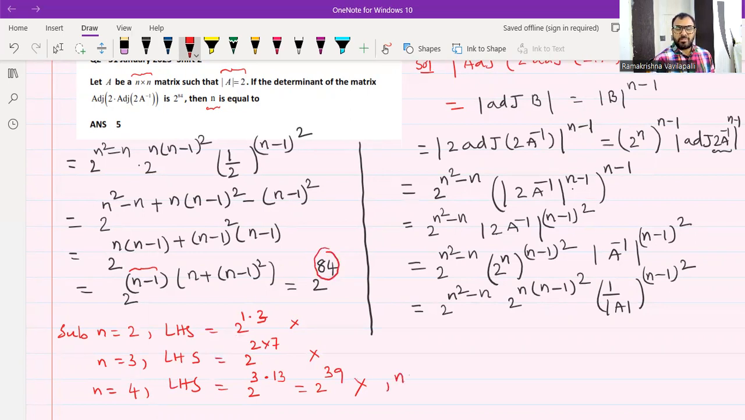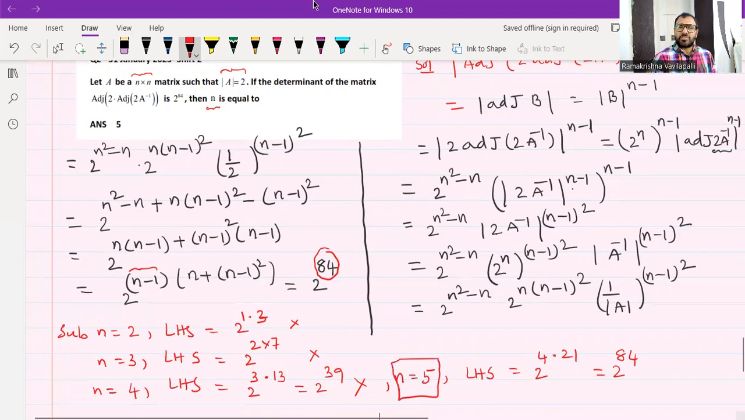So at last, I think for n equal to 5, LHS equals 2 to the power of 4 into 5, right? 5 plus 16, 21. So this is equal to 2 to the power of 80. So hence, n equal to 5 is the perfect answer. So instead of solving that cubic equation, when it is an integer value, better you substitute like this.